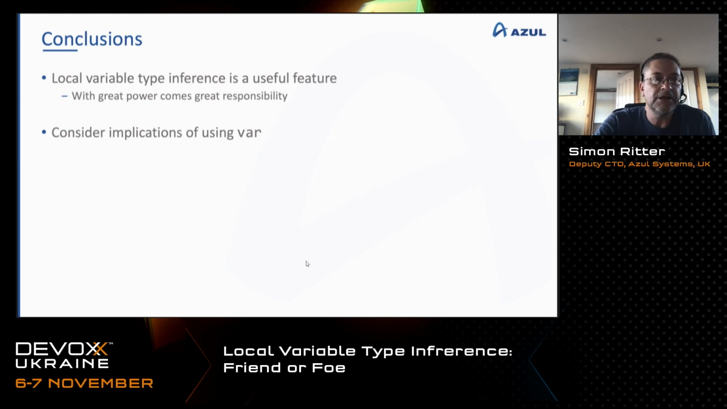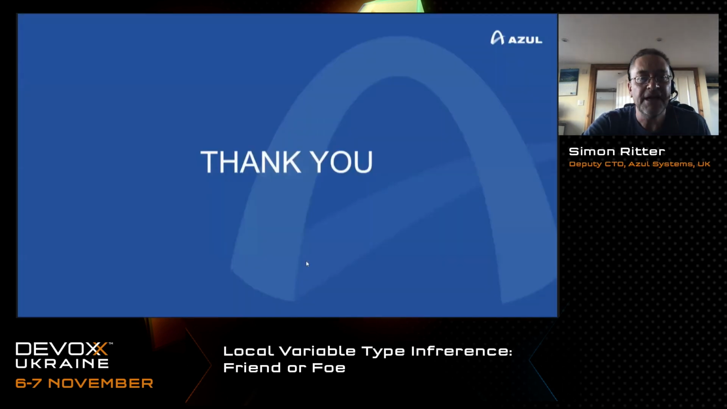Conclusions then. Basically, local variable type inference is a useful feature. I think it certainly is very powerful, but remember, with great power comes great responsibility. Consider very carefully the implications of using var in your code as to whether it actually makes sense. Does it make your code easier to read? Does it change the behavior of your code in some slightly unexpected and subtle ways? And with that, I thank you very much for listening.